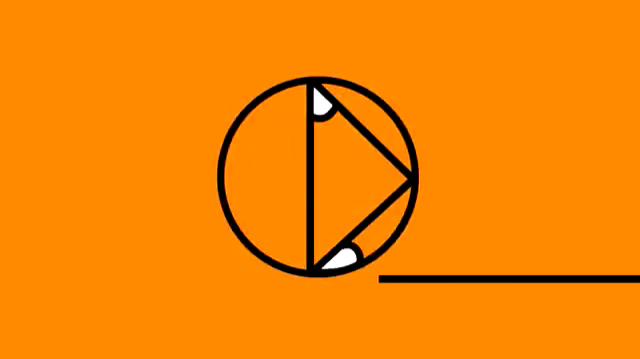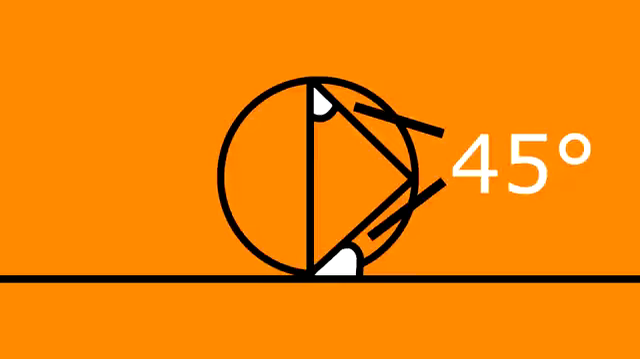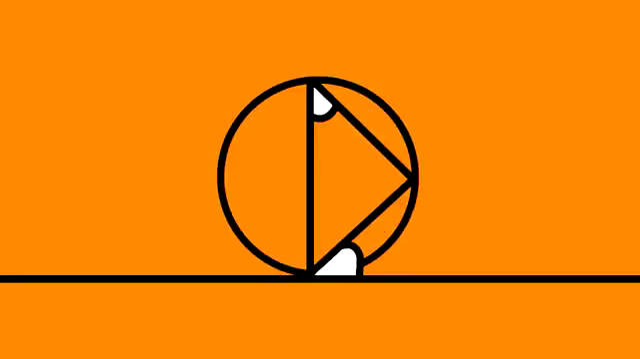Number 9. The angle between the tangent and a chord is equal to the angle in the alternate segment. This is also known as an alternate segment theorem.